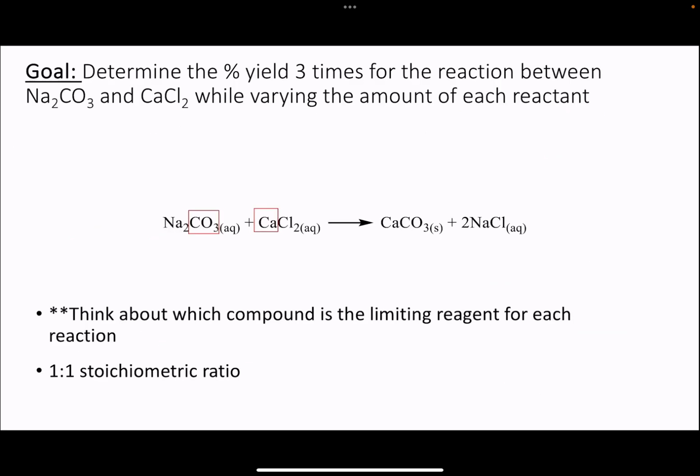Okay, so the goal for this lab is to determine the yield for 3 reactions between, well, actually, I should take that back. It's the same reaction. We're just going to do it 3 times. So the reaction is a double displacement reaction, and you can see here sodium carbonate goes to sodium chloride. And then, of course, our calcium chloride gets converted into calcium carbonate. That's why it's a double displacement. It gets displaced twice. And so what we're going to do is this reaction 3 times, but with different amounts of starting material. And so that's why we're going to have this.